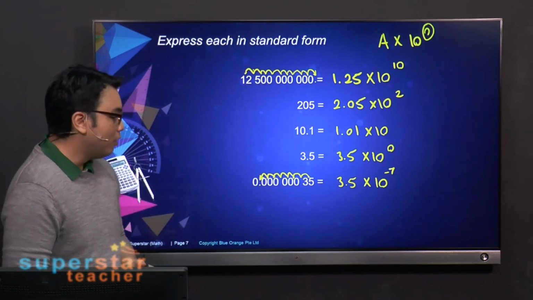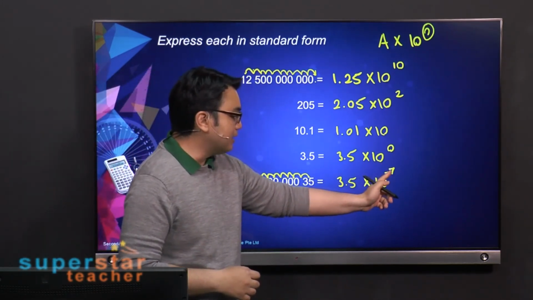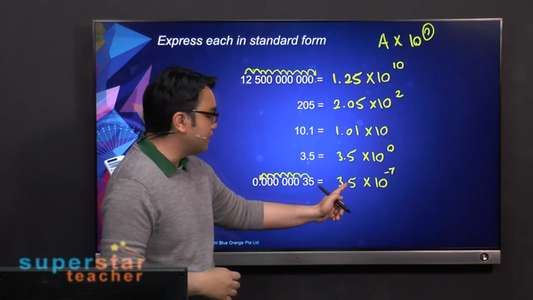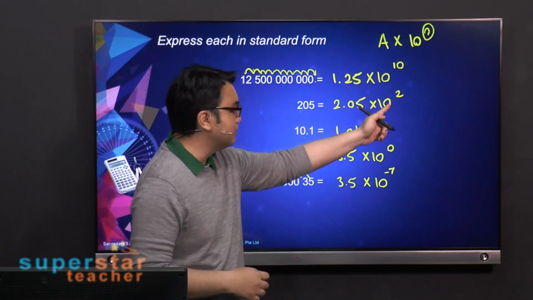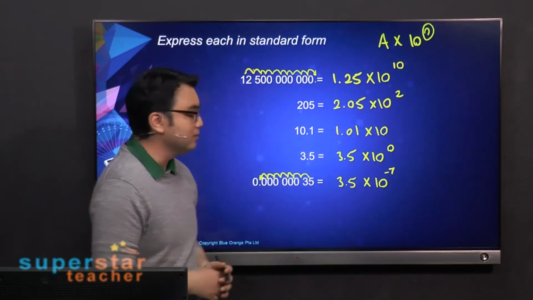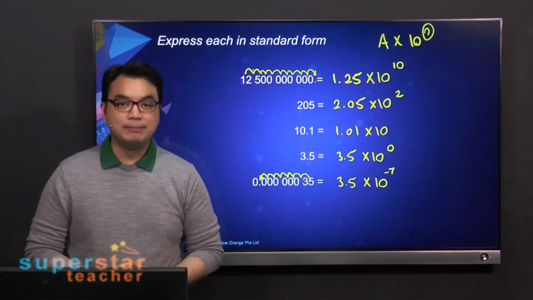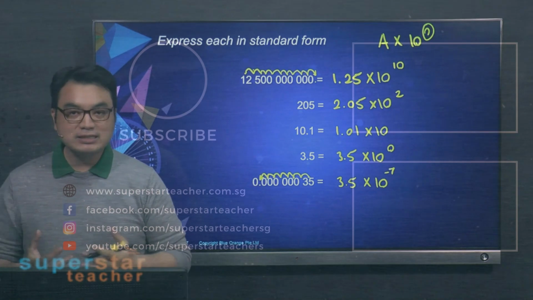So take note, when the index is a negative integer, we move the decimal point to the left. If it's positive, like in this case, we move the decimal point to the right to get the actual number. So this is just standard form.